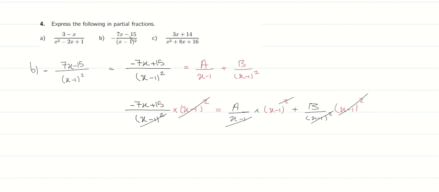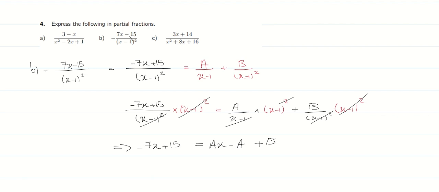Now I'm just going to write the equation in here. We have minus 7x plus 15 on the left hand side. On the right hand side, we have a times x minus 1 in the bracket, so I'm just going to expand it. It would be equal to a times x and a times negative 1, so it would be equal to ax minus a. And we have b at the end.